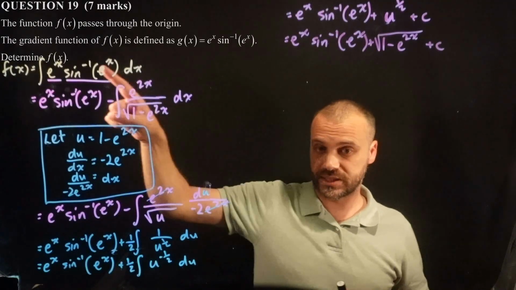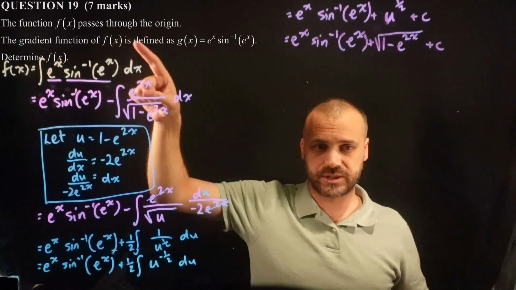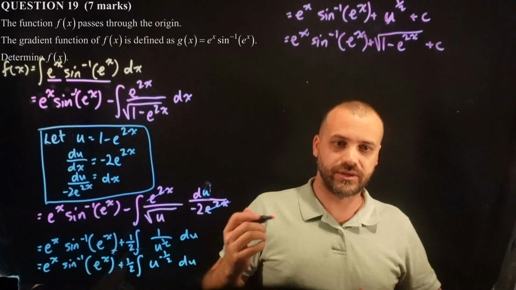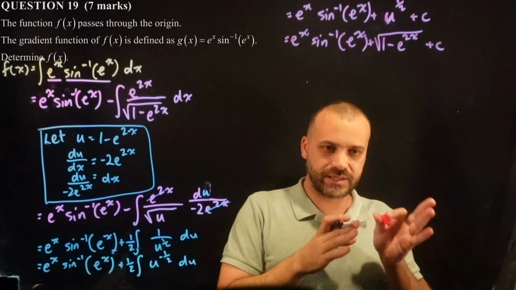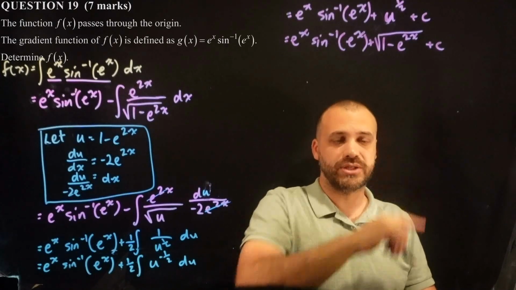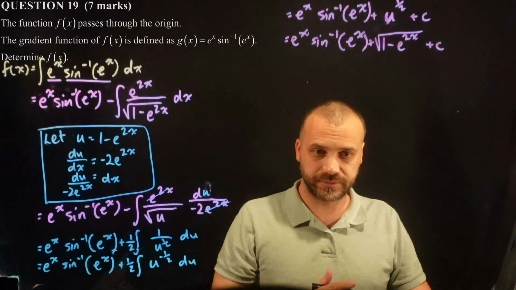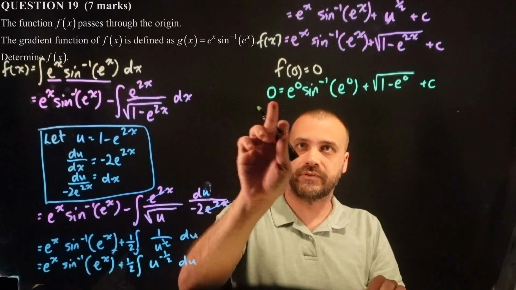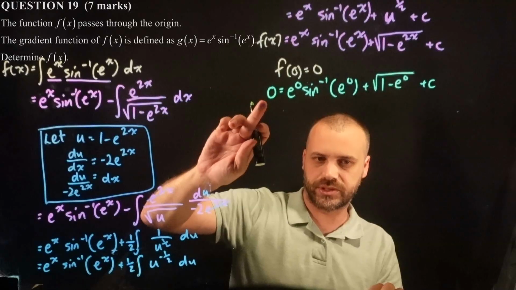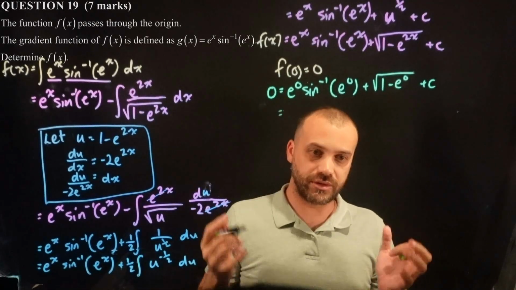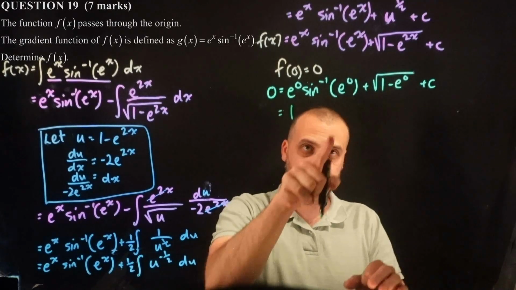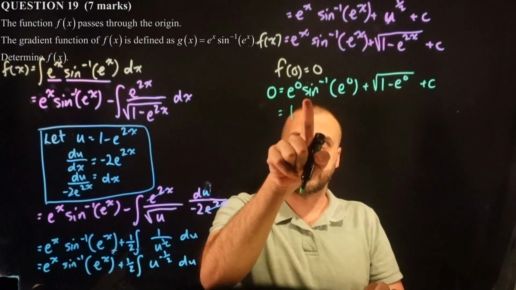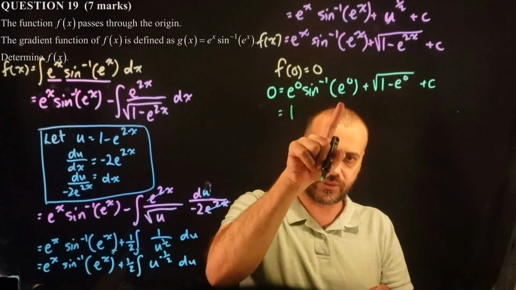The question does say the function f of x passes through the origin. So f of x equals 0 when x equals 0, which means we can solve this for c. All right, so solving this, I've put x equals 0, y equals 0 here. Now, e to the 0 is 1. Inverse sine of e to the 0. Now, again, e to the 0 is 1. So, inverse sine of 1.